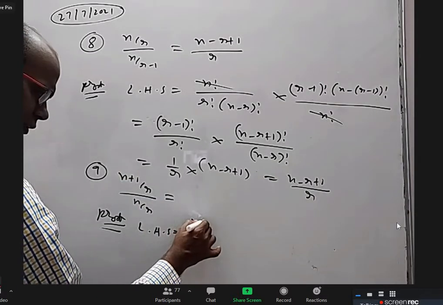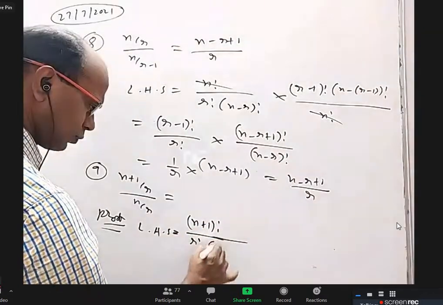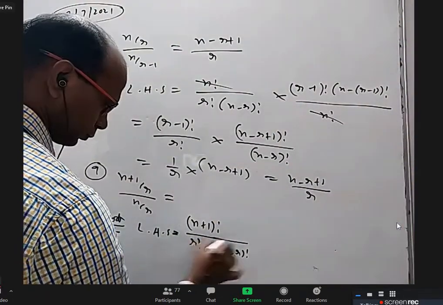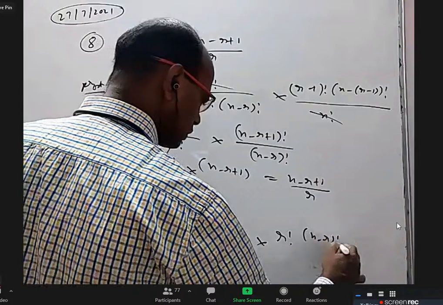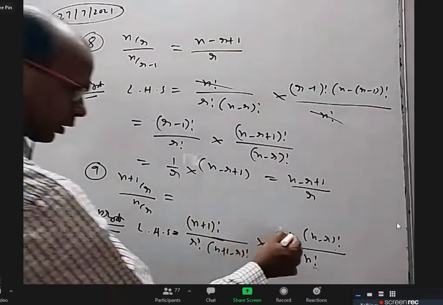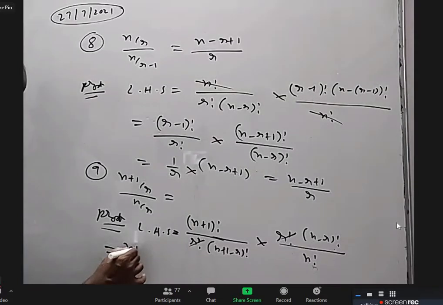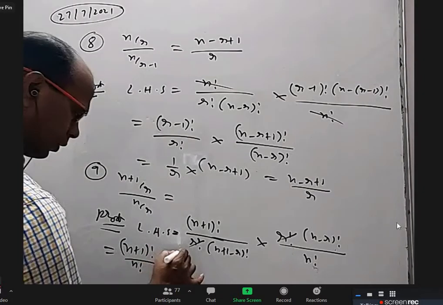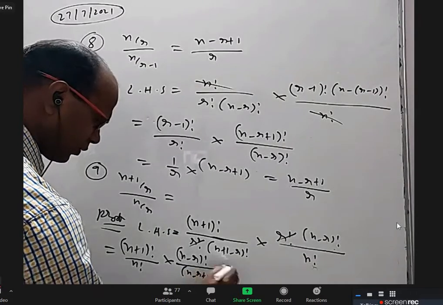N plus 1 CR, n plus 1 factorial by r factorial into n plus 1 minus r factorial. And NCR is n factorial by r factorial into n minus r factorial. So here r factorial got cancelled. Compared to this, this is bigger. So let me write n plus 1 factorial by n factorial and n minus r factorial by n minus r plus 1 factorial.